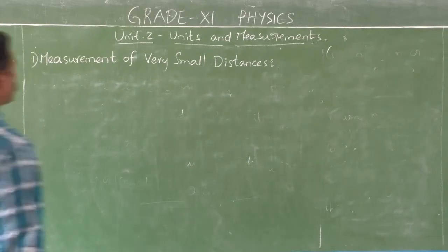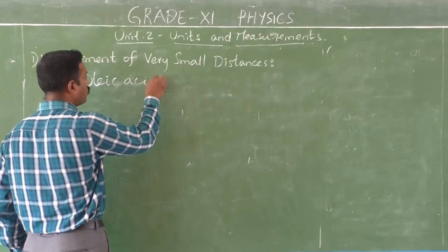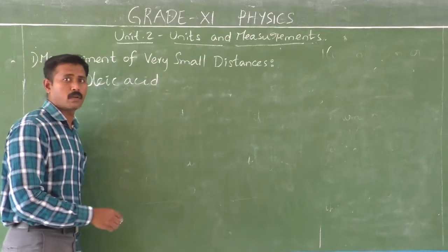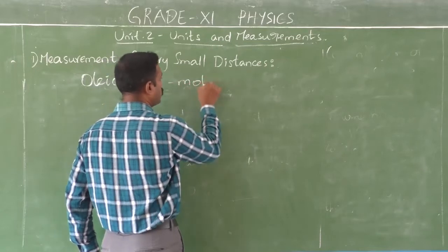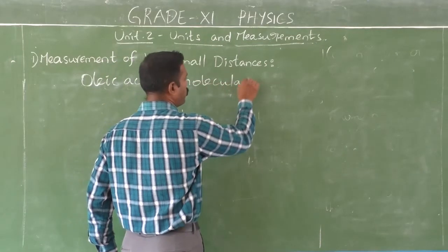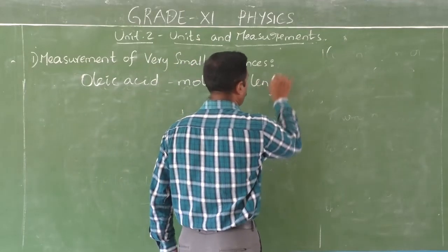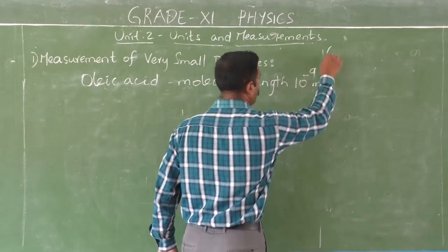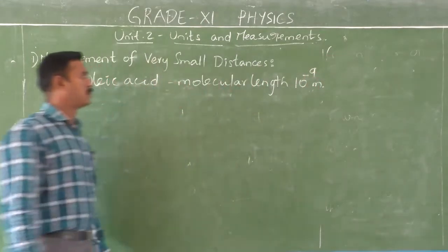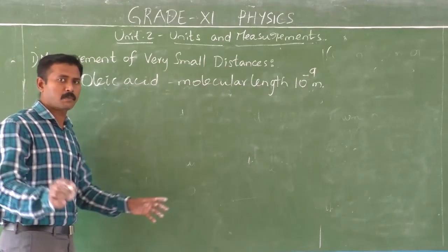We consider folic acid. It is a soapy water with a molecular length of 10 power minus 9 meter. So how is this 10 power minus 9 meter witnessed with an experiment?